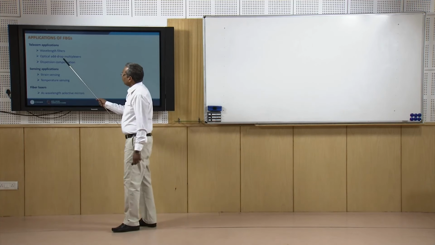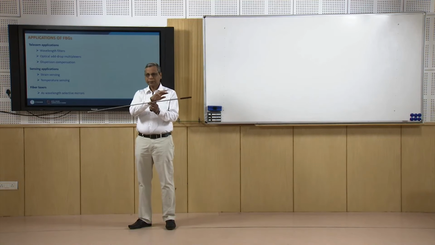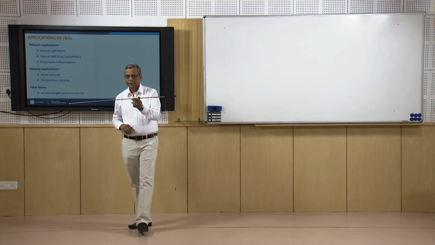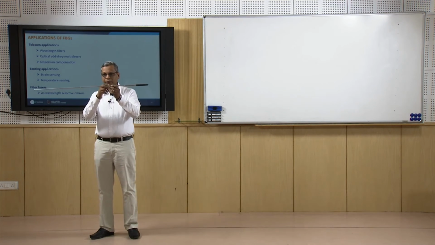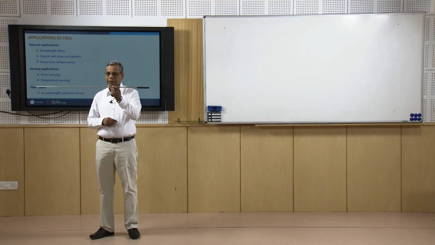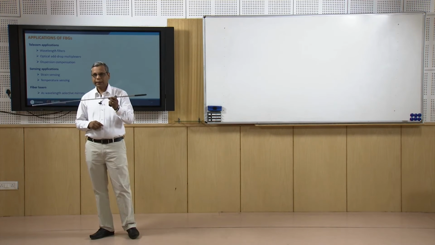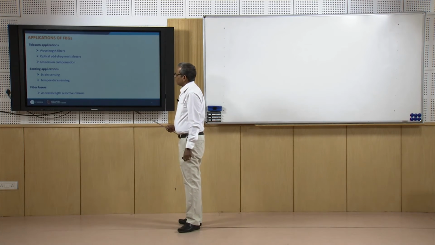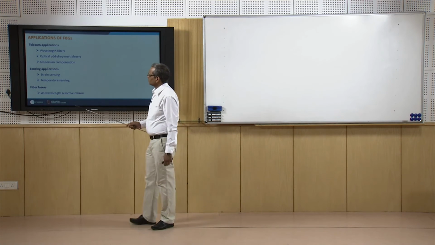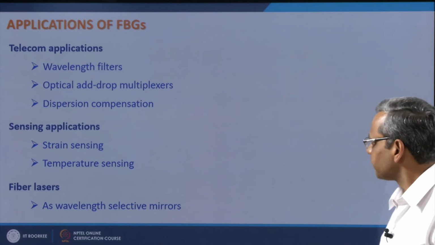I can use it in optical add drop multiplexers. So, if I have a fiber and several wavelengths are propagating in that fiber, particularly in telecom applications, and at one point if I want to drop one particular wavelength I can drop it. At another point if I want to add some wavelength I can add it. So, this kind of system is called optical add drop multiplexer. This can be realized with the help of fiber Bragg gratings and circulators.